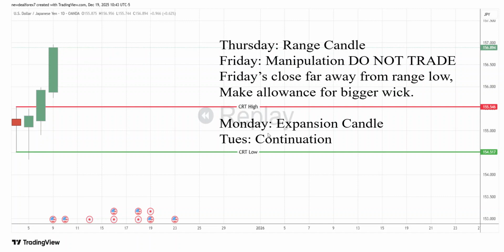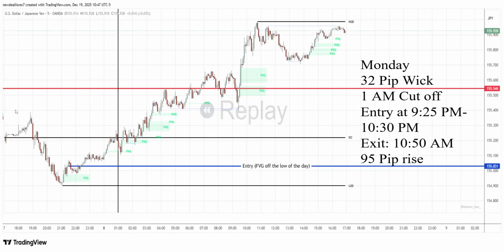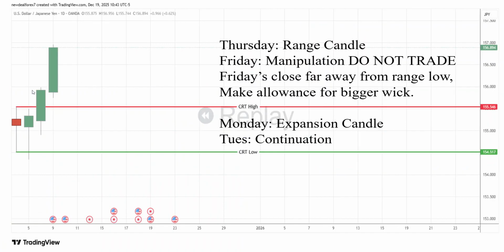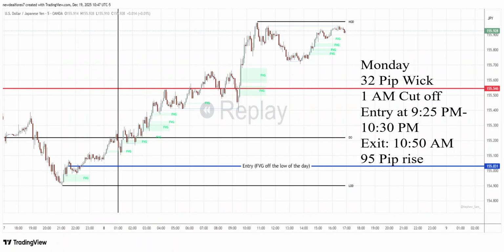So Monday and Tuesday were the expansion and continuation candles where we had 2 opportunities. Let's take a look at Monday first. So this price action right here on the 5-minute is this green candle right here. This is our trading day. So we see the wick. Let's take a look to see what our best entry was.